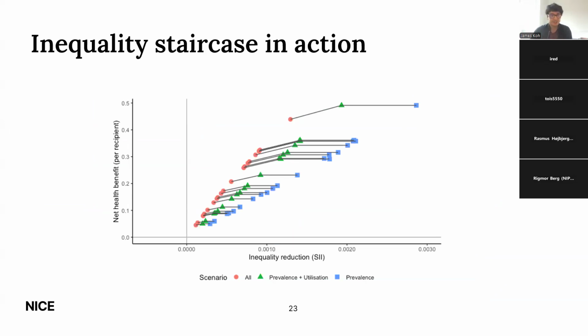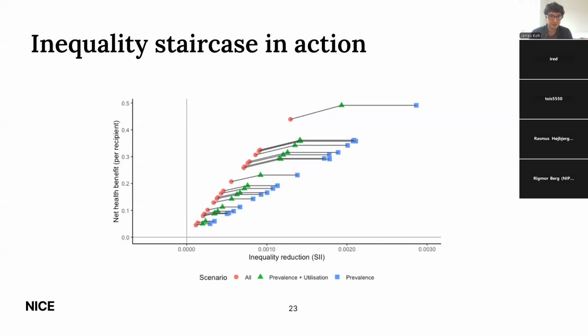And just to talk you through what the many dots on this graph show: each row of points is a different intervention. But it shows that if you just looked at the prevalence inequality on its own, then you get the blue squares on the right. So the inequality reduction is much higher if you only look at the differences in prevalence, inequalities in prevalence.